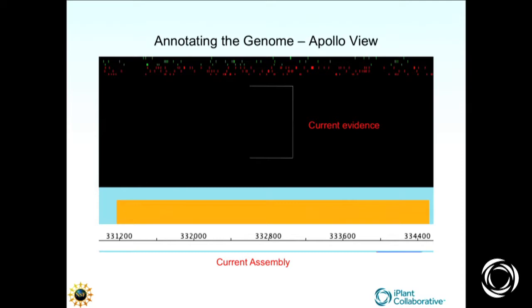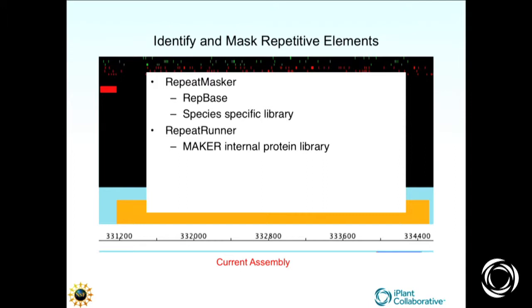Here, this is showing how the pipeline proceeds. So first, it identifies repeats. So it runs RepeatMasker. Of course, you need a repeat library that is appropriate for your organism. If you don't have that, of course, you could use some other tools that are available at the discovery environment, such as Tallymer, which can define repetitive elements based on k-mers mathematically and actually do masking that way. It also runs RepeatRunner, which uses a protein repeat library.